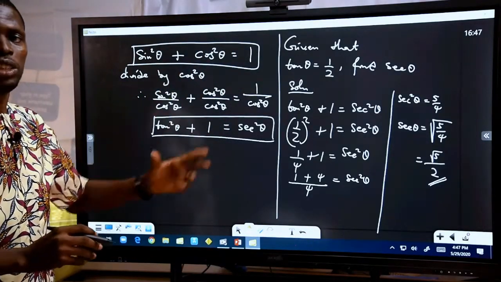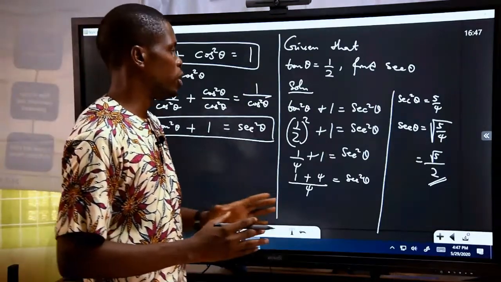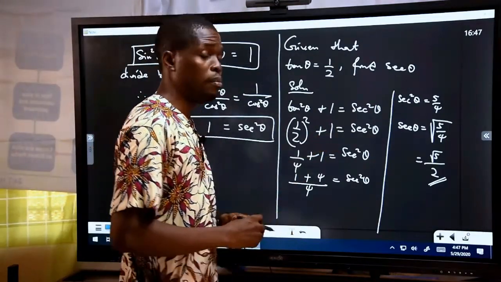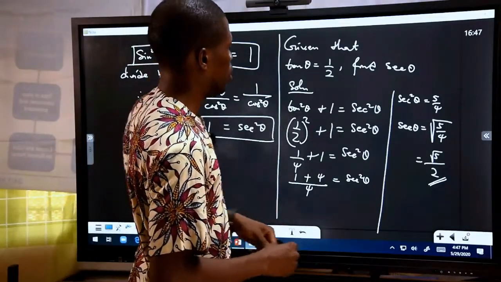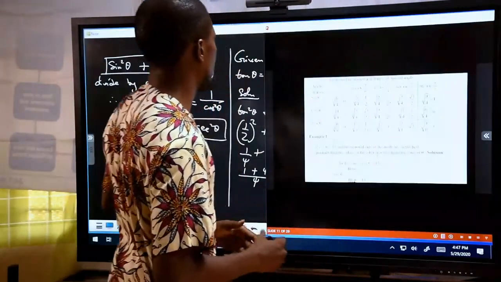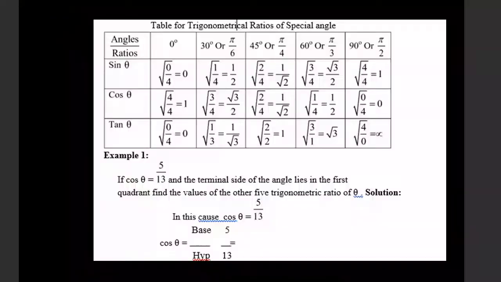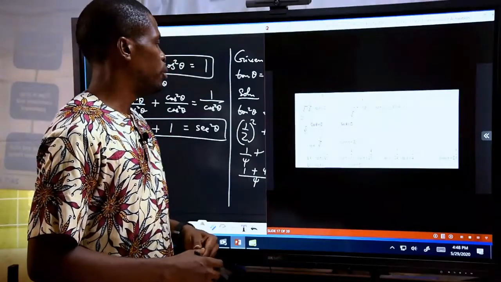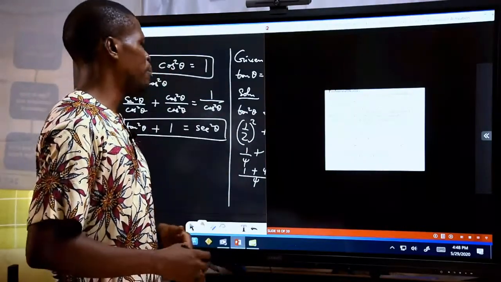You can also solve it using the other approach, the Pythagoras theorem approach. So with this, we have established a relationship and been able to solve some problems. Now we have an example there. If cos theta is 5 over 13 and the terminal side of the angle lies in the first quadrant, find the values of the other 5 trigonometrical ratios of theta. So we have the solution as stated there. You can solve it using the procedures that we have done. Now we see some other problems.